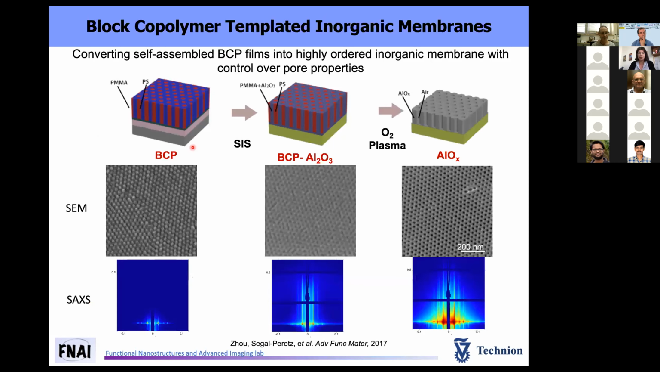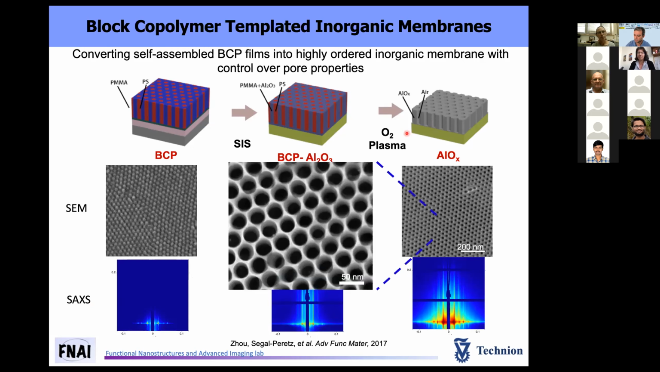So for example, we can take a block copolymer that assembles into a cylindrical film. This is non-porous yet. We grow alumina selectively in one of the domains, the blue domain in this case, which is polymethyl methacrylate, remove the polymer, and then obtain a highly porous inorganic membrane. You see how uniform the pore size and the pore density are. And this is now templated by our initial block copolymer structure.